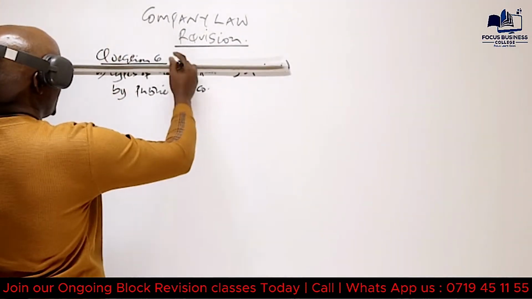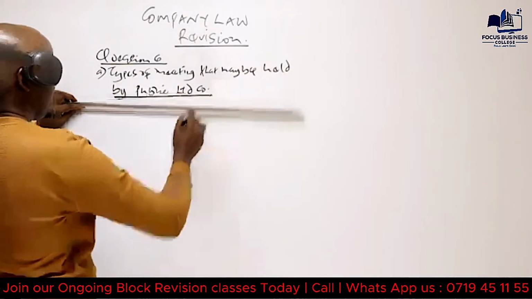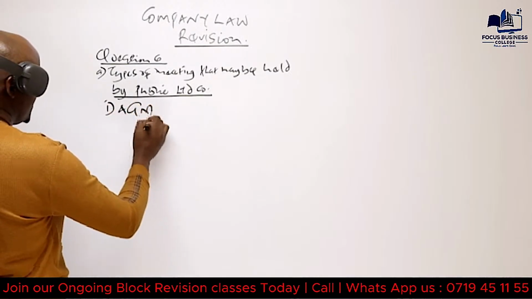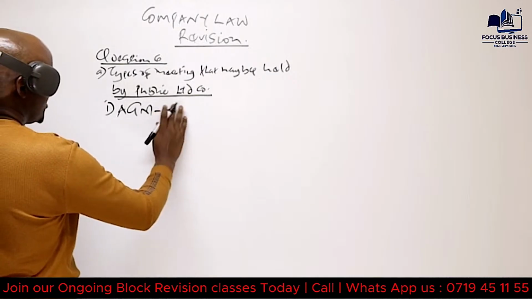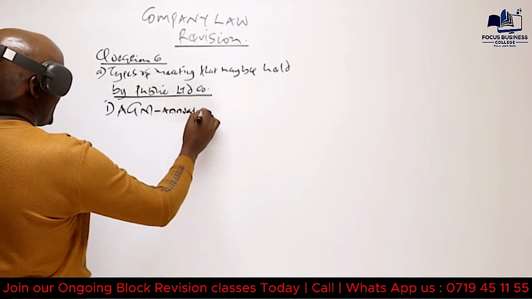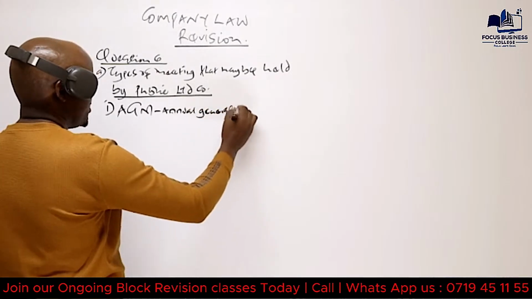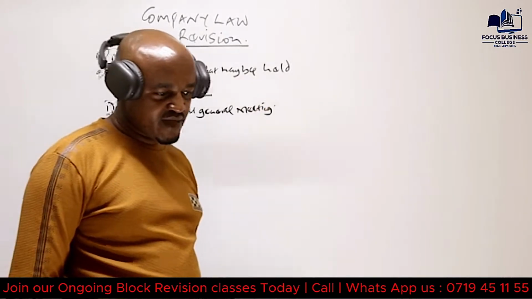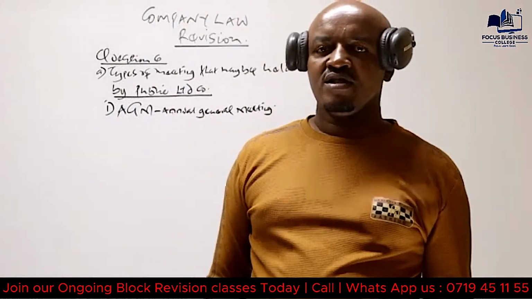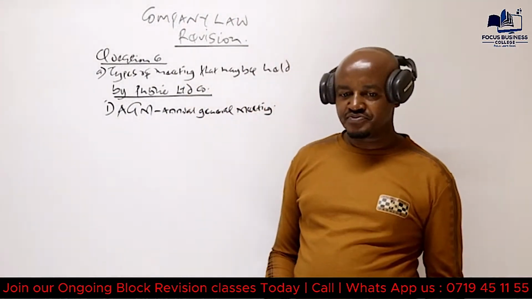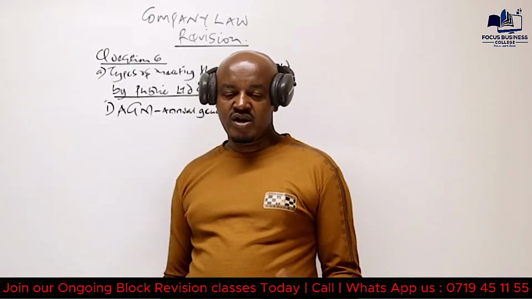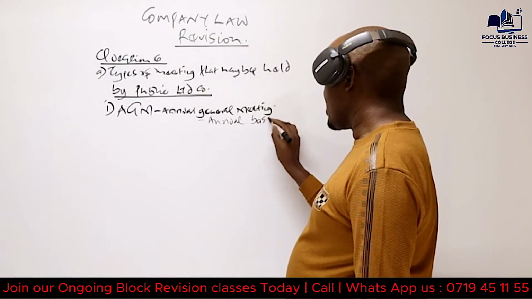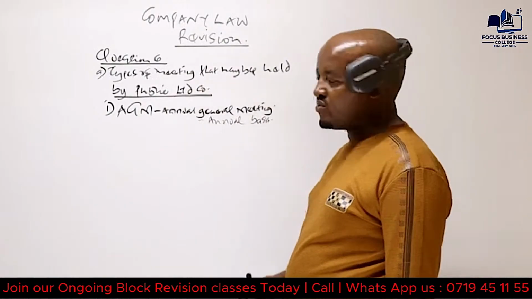So I think we talked about 5 types of meetings. Number 1, we talked about a meeting which is called AGM, the annual general meeting. Remember, I said that the AGM is a meeting which all the public limited companies are required to convene on annual basis, every year. A public limited company has to convene this meeting.